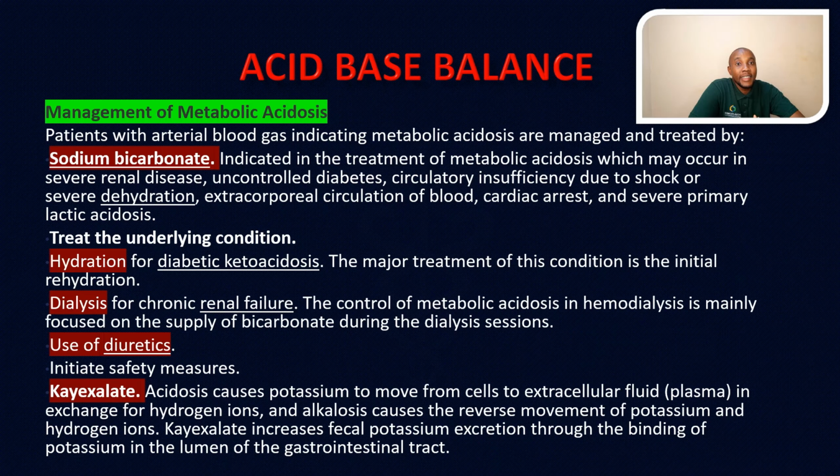Another one, we can administer an enema called Kayexalate. What is basically happening when we give Kayexalate is that acidosis causes potassium to move from cells to the extracellular fluid, that is, from the cells to the plasma or to the blood in exchange for hydrogen ions. And alkalosis will cause the reverse movement of potassium and hydrogen ions. Kayexalate in our case will increase fecal potassium excretion through the binding of potassium in the gastrointestinal tract.